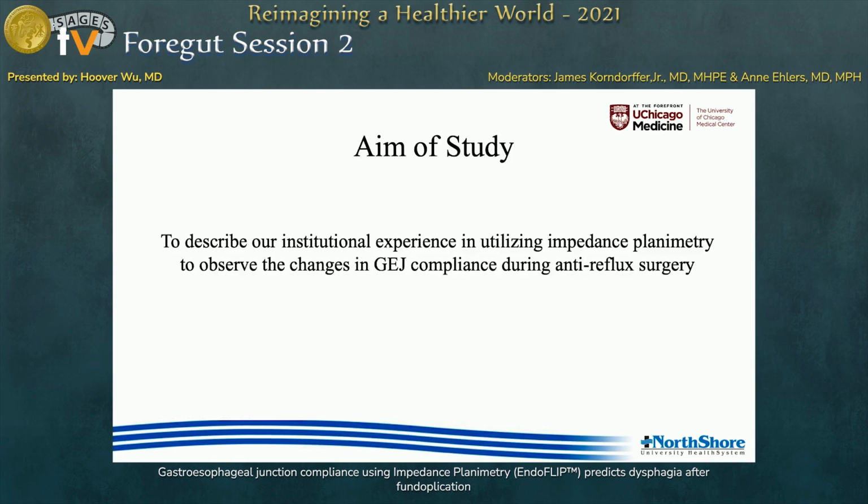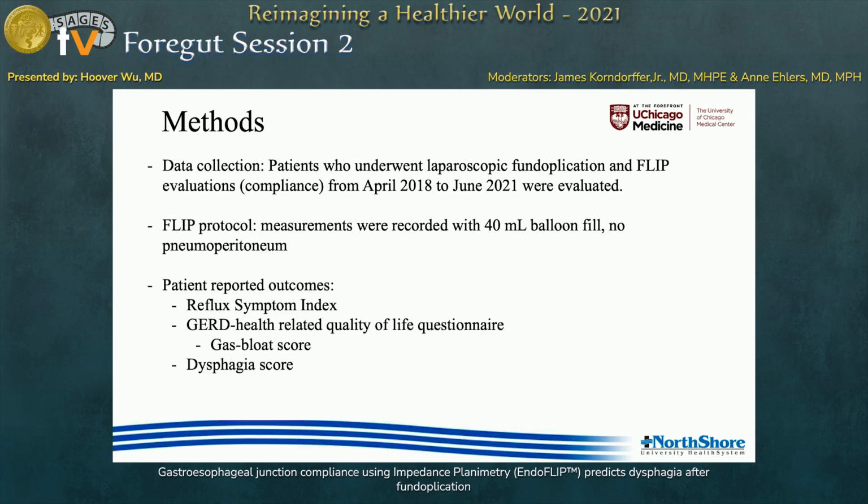So we aim to describe our institutional experience in utilizing impedance planimetry to observe the changes in gastroesophageal junction compliance during anti-reflux surgery and hypothesize that gastroesophageal junction compliance is a better predictor of patient-reported outcomes. So we included patients who underwent laparoscopic fundoplication and impedance planimetry evaluations from April 2018 to June 2021. Our FLIP protocol includes utilizing the 40 milliliter balloon-filled, no pneumoperitoneum measurement. Our patient-reported outcomes include the reflux symptom index, which assessed for atypical symptoms of GERD, the health-related quality of life questionnaire, which assessed for typical symptoms of GERD, and the dysphagia score.